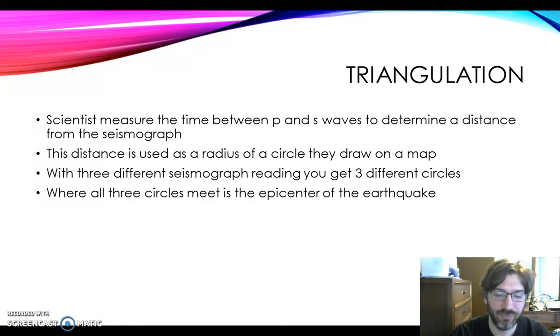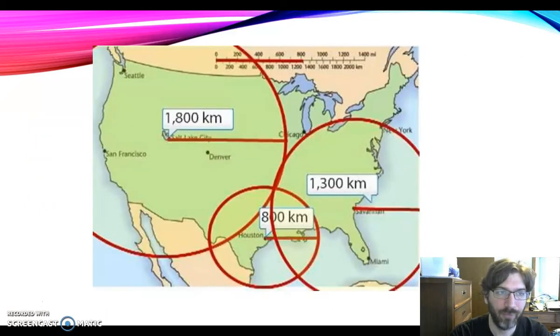So what I'm going to need to do is make 3 of those circles. In order to make 3 circles, I need 3 centers, which means I need 3 different seismographs. So if we look at this little map right here, we have 3 different circles from 3 different seismographs. Our first seismograph, we can say, is right here.